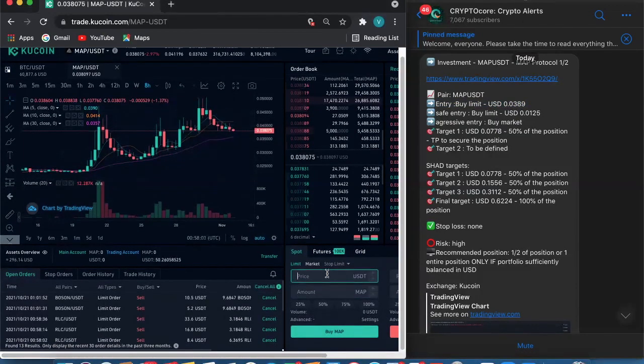let's see, price here, 0.0125. Now, what's the amount? Well, we see here: recommend 1/2 of position, or one entire position only if portfolio is sufficiently balanced in USD. All right, what does that mean, guys? Well, this is what I say.